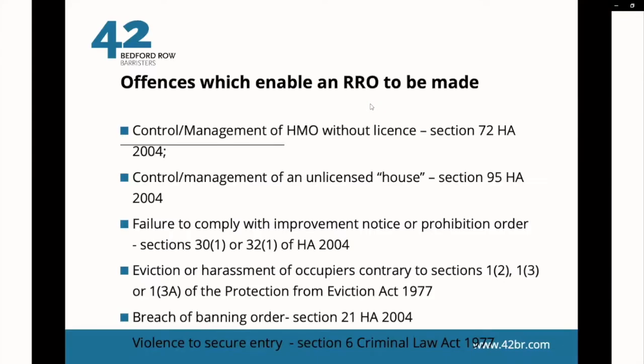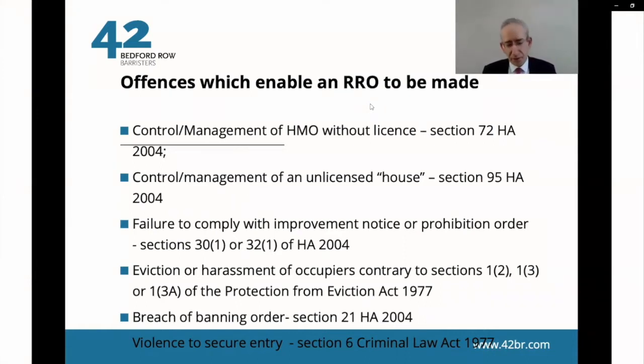And at last, we come to the offences for which a rent repayment order can be made. And we've already talked about three of them. The first one is offences relating to a house in multiple occupation, which should be licensed, but for which a license has not been obtained. The second relates to control or management of unlicensed houses, usually Part 3 houses. And that may include flats, usually where there's an element of selective or additional licensing. And as I said before, failure to comply with an improvement notice, and in this case, or a prohibition order.